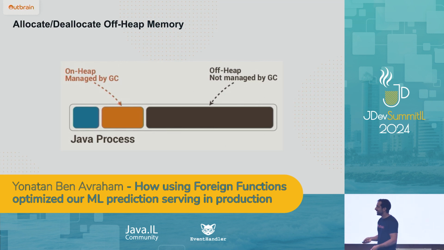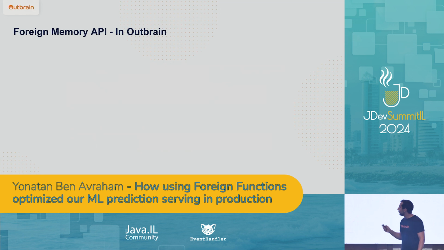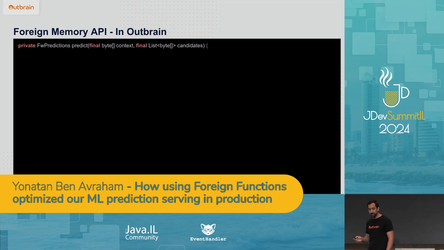Well, not really, because now we as Java developers need to do something we are not used to. We need to deallocate memory, and more than that, we need a way to allocate and deallocate memory in the off-heap memory, which is something that currently is not easy to do in JDK. And that's why the developers of Project Panama created the arena, which will allow us to do all this, and we'll take a look at a real production code from Outbrain.